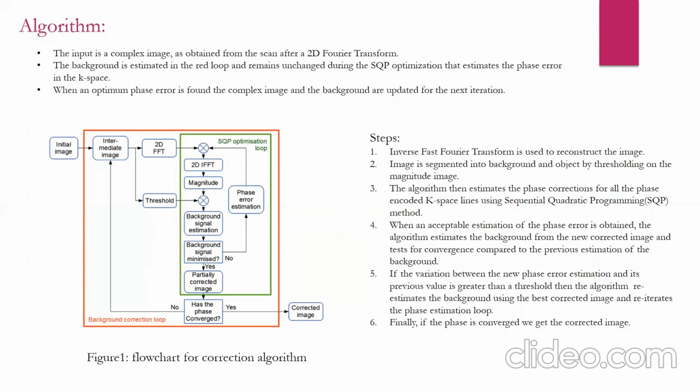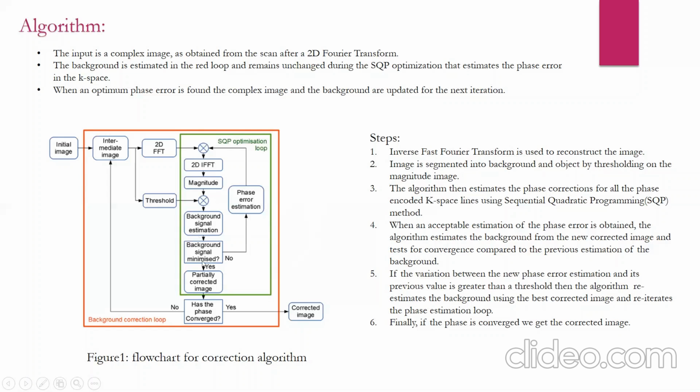After this, the algorithm estimates the phase correction for all phase encoded k-space lines using the sequential quadratic programming method. In sequential quadratic programming, at each iteration, phase errors are estimated. The image is reconstructed with the estimated phase correction, and the amount of signal in the background is extracted for use as a minimization criterion. This loop continues to run and we get a partially corrected image.